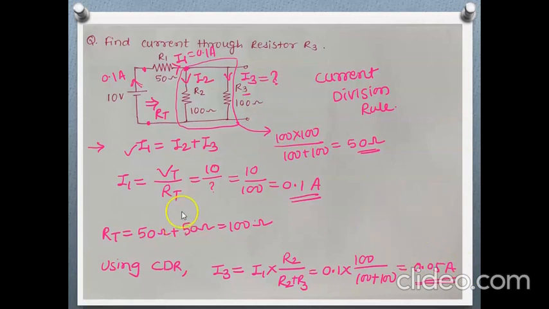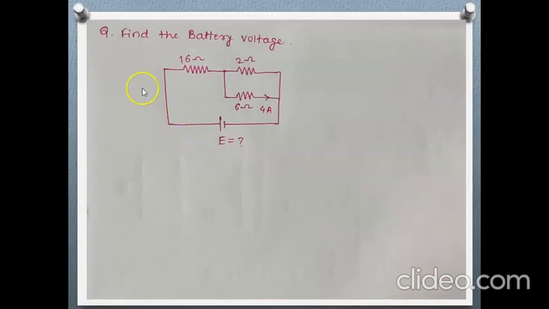In this way we can calculate the required current with only observation, and with more and more practice you will be able to do this within seconds without touching pen and paper also. Okay, now let's take another example. Here the question is: find the battery voltage.